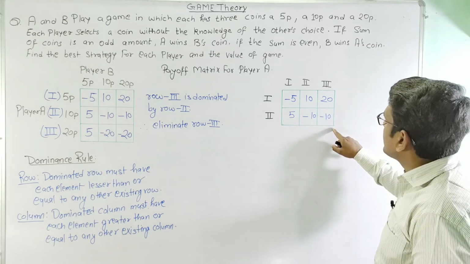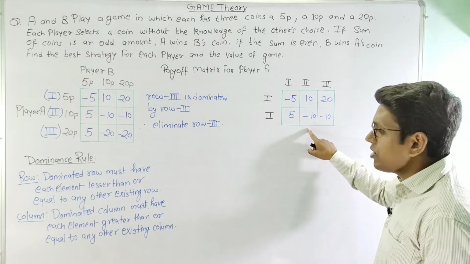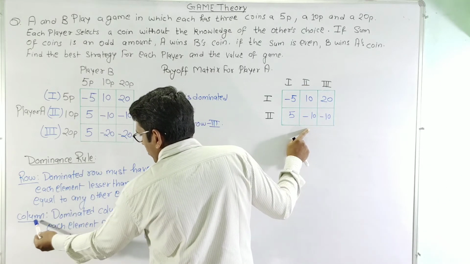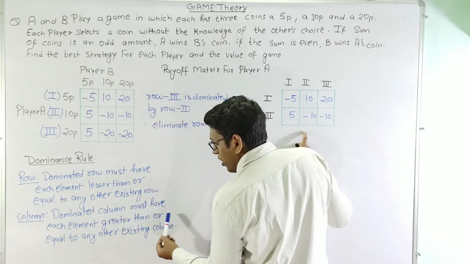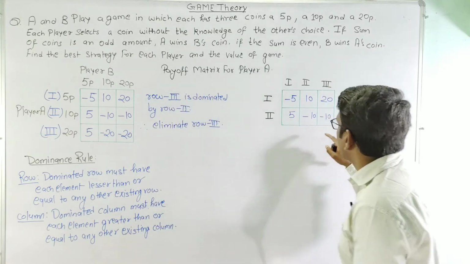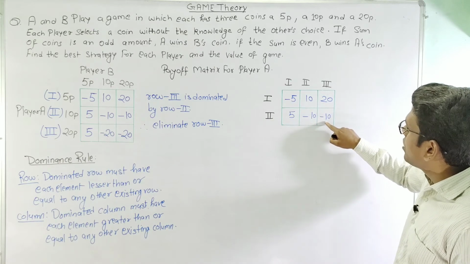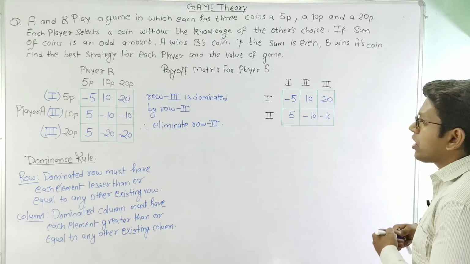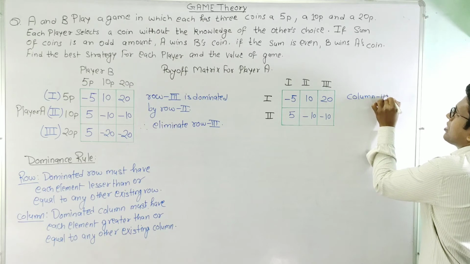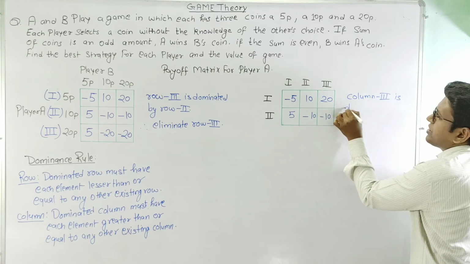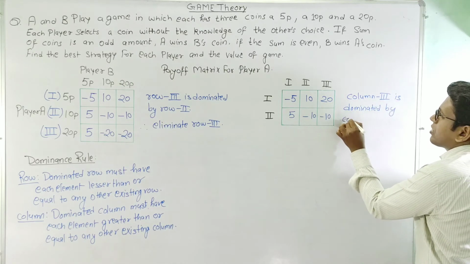So we can say here that column 3 is dominated by column 2, because in dominance in column we have seen that dominated column must have each element greater than or equal to any other existing column. So here the values in column 3 are greater than and equal to column 2. That means here column 3 is dominated by column 2.